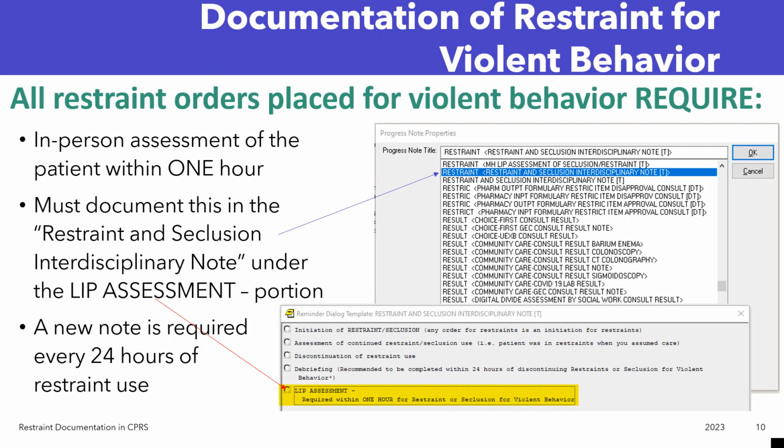When placing an order for restraint for violent behavior, you must complete an in-person assessment of the patient within 1 hour. After you complete this assessment, you must document it in the Restraint and Seclusion Interdisciplinary Note under the LIP assessment portion. If the restraint for violent behavior exceeds 24 hours, you must complete a new LIP assessment in person and document that in a new Restraint and Seclusion Interdisciplinary Note under the LIP assessment portion.